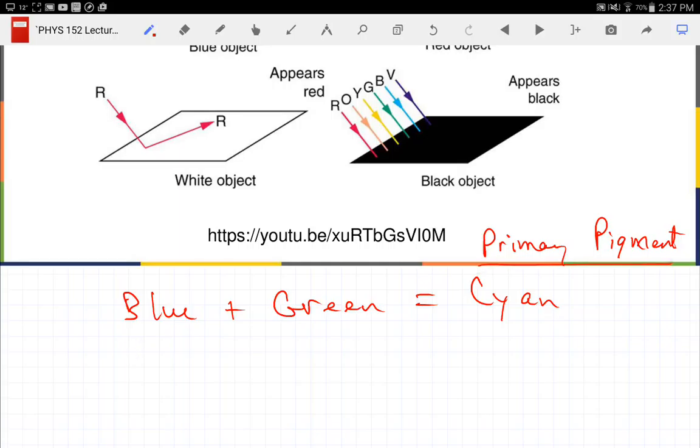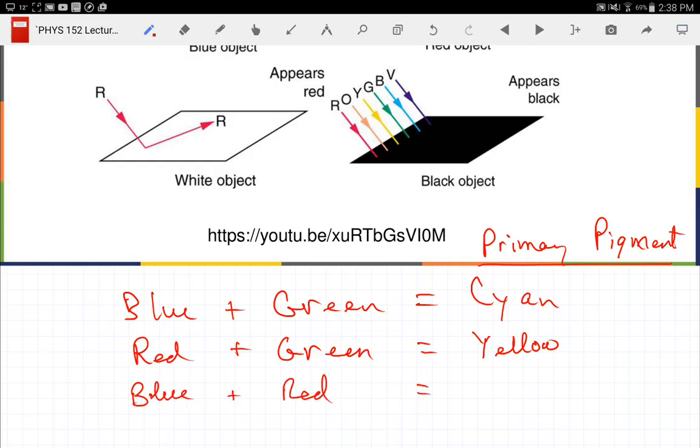Then I can make a pigment that's going to absorb blue, so it would reflect red and green. If it reflects red and green, our eye sees yellow. So yellow is a primary pigment. And finally, I could absorb green, so I would reflect blue and red, and blue and red together is magenta, or purple. So cyan, yellow, and magenta are your three primary pigments.